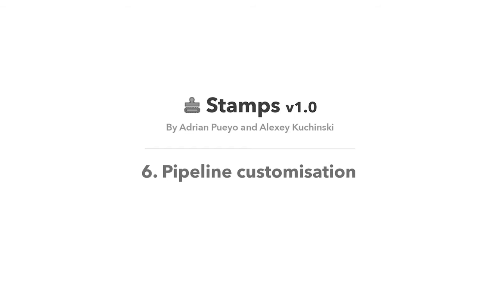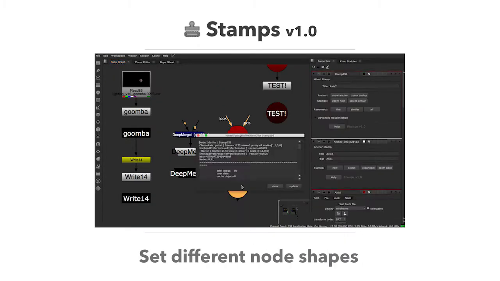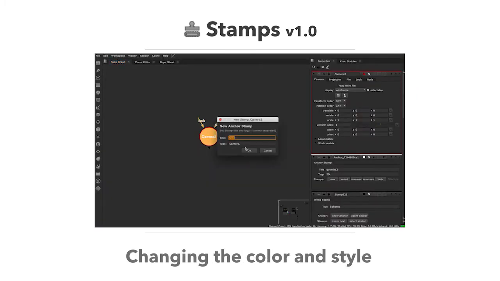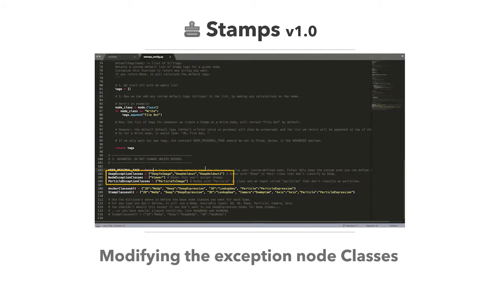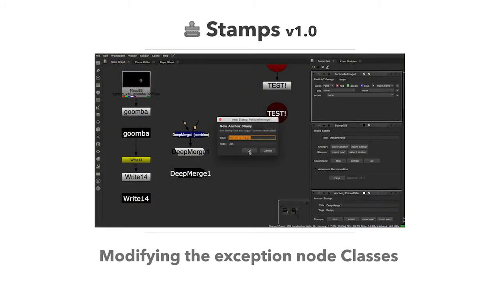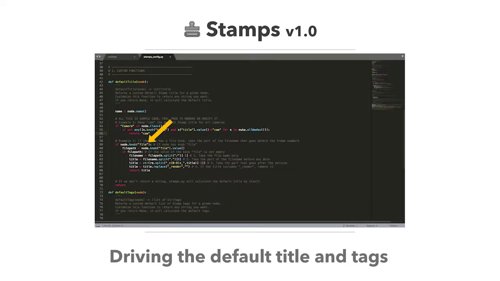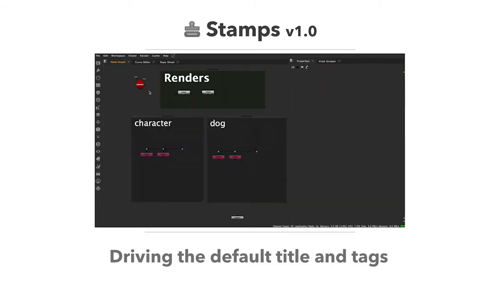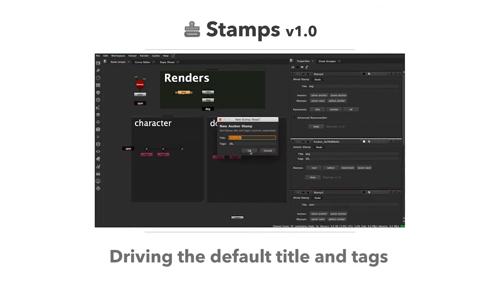Now we will see the different ways in which you can customize stamps for yourself or your team. The main points we will cover are how to change the stamps hotkey, how to set up different shapes for the anchors and stamps through node classes, how to change the color and style for the stamps, overall or specifically for each stamp type, how to set up the exceptions for the classes that qualify for the different types of stamps, and more importantly, how to define a Python function that drives the default title and tags that the stamps will guess based on your pipeline's naming conventions, so that the defaults will work most times and you save a lot of time typing stamp titles while helping with the naming consistency across artists.